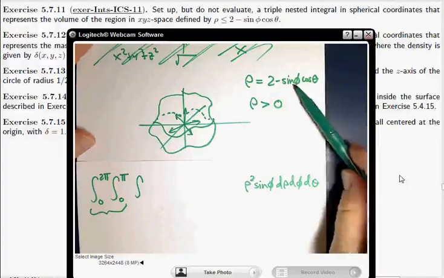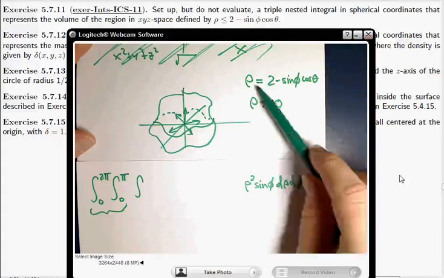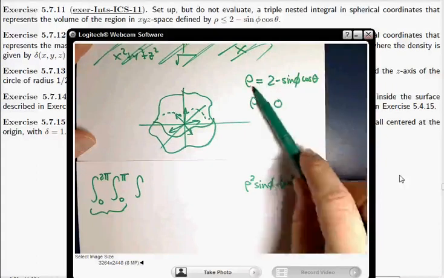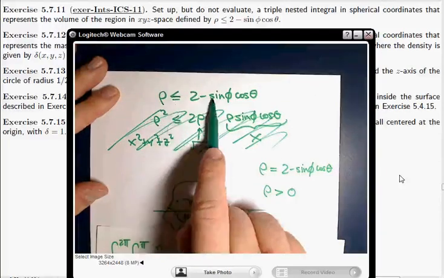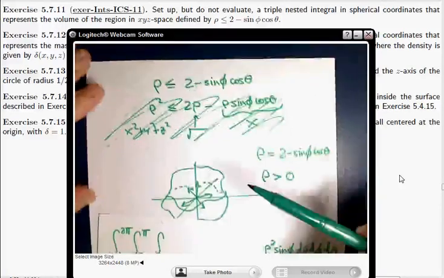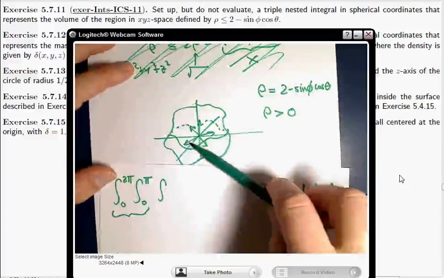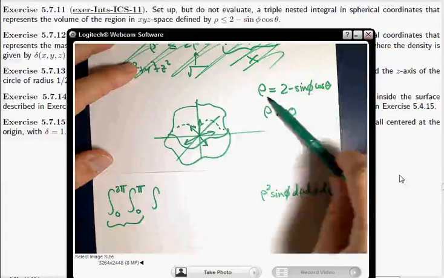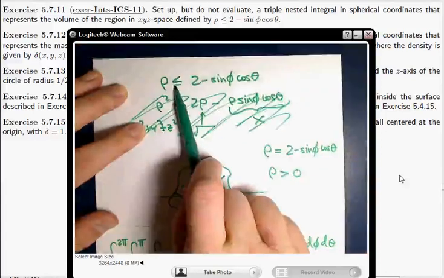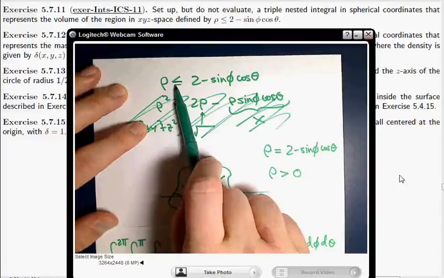So we have this formula for rho. I just want to know what this surface looks like. Now, what we're actually interested in, you're right, is where rho is less than that. So that means, in other words, what's inside of the surface that's defined by this. If I know what this surface is like, then I just want to know what the points are that are inside of that surface.